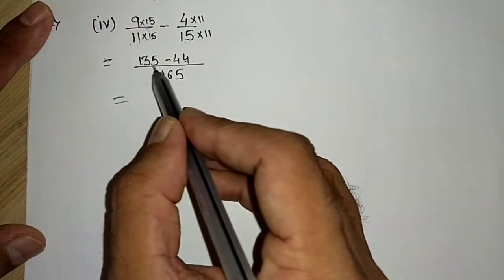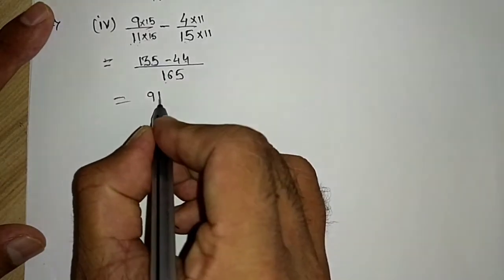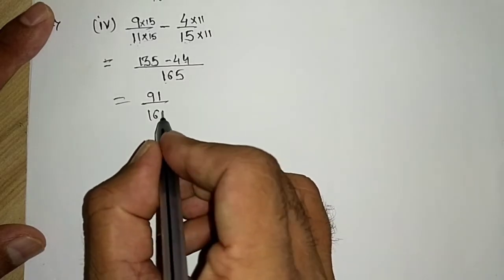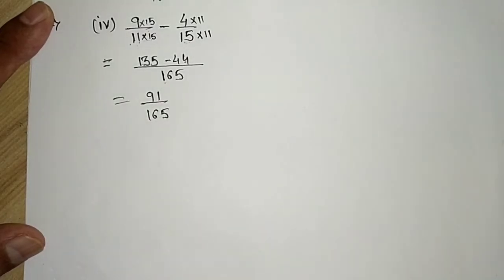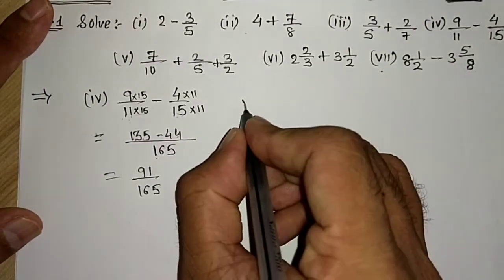135 minus 4 is 131. 131 minus 40 is 91. So our answer is 91 divided by 165. Very easy, right, students? Now let us move to the fifth number.